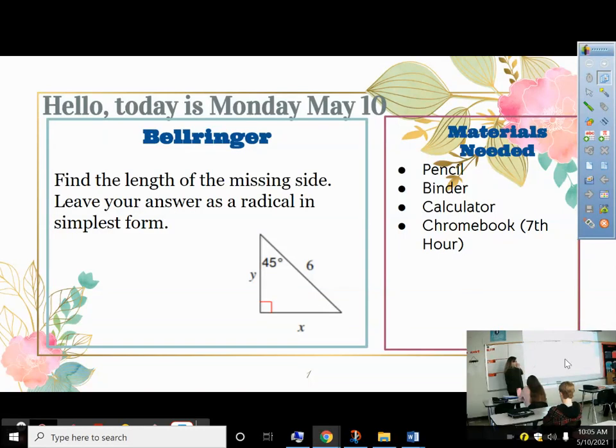Okay. Today we're going to start section 10.3, trigonometric ratios. And then tonight you're going to have a homework assignment. It's a worksheet over this, okay, over 10.2.